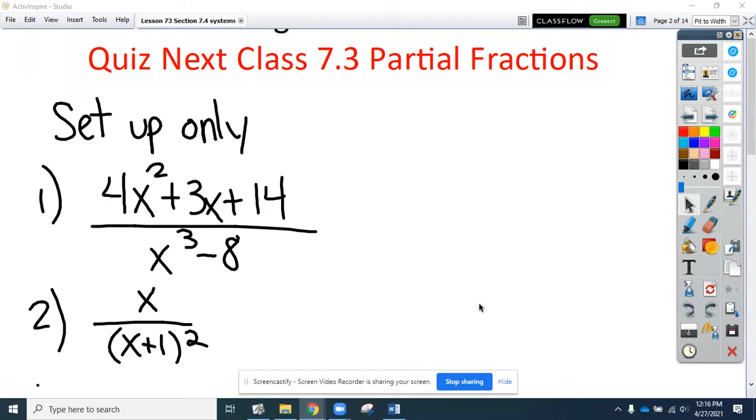All right, wanted to show you the setup for the first two and then the solving for the third warm-up problem. Remembering that we're going to have a quiz next class. So just make sure that you're practicing. Make sure that you understand what's going on here.